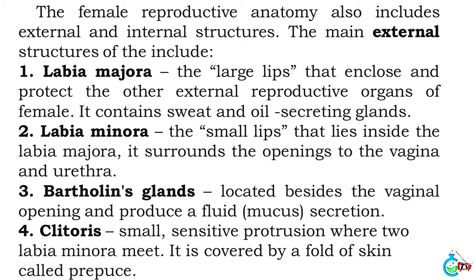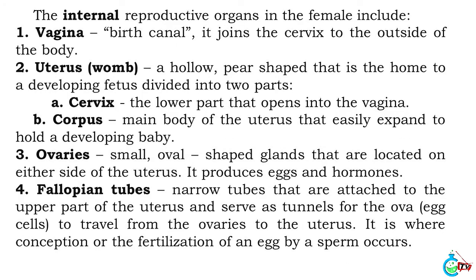3. Bartholin's glands. Located beside the vaginal opening and produce a fluid, a mucus secretion. 4. Clitoris. Small, sensitive protrusion where the two labia minora meet. It is covered by a fold of skin called prepuce. The internal reproductive organs in the female include 1. Vagina. Birth canal, it joins the cervix to the outside of the body.